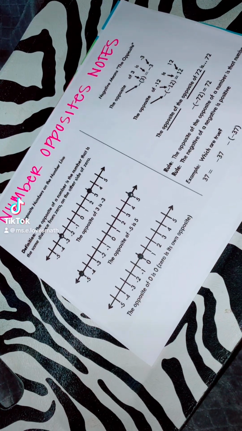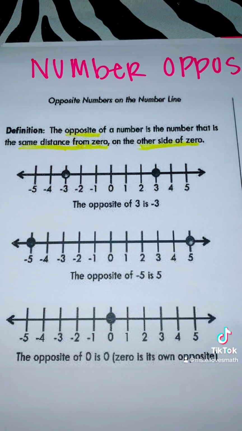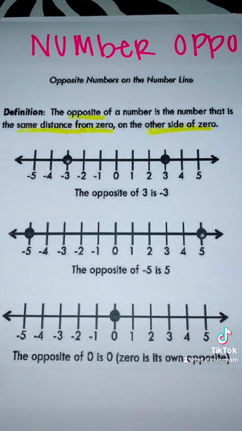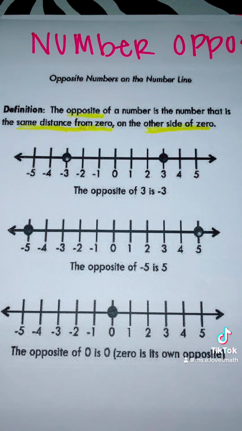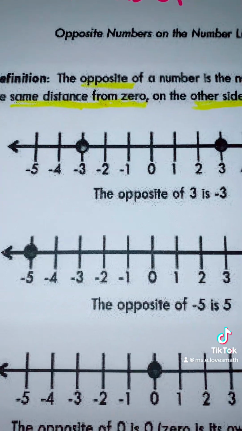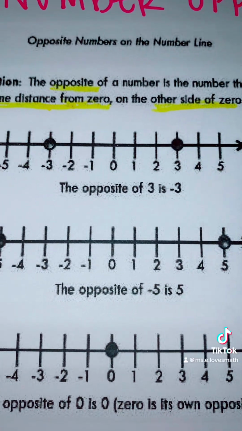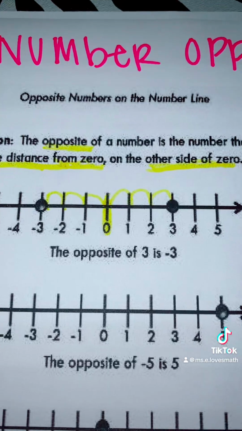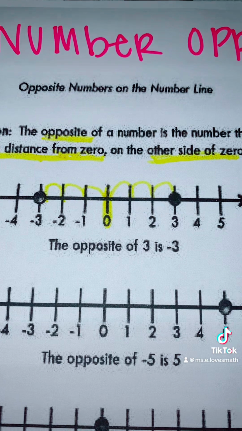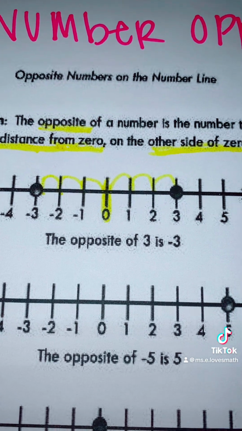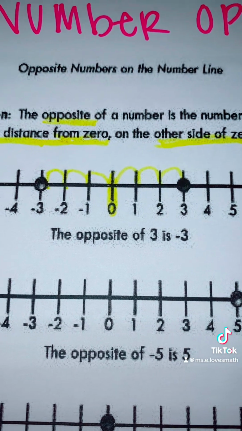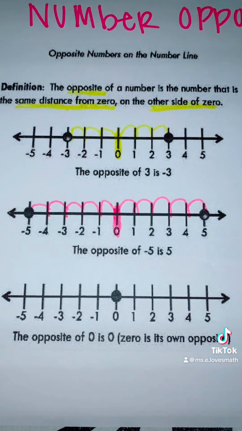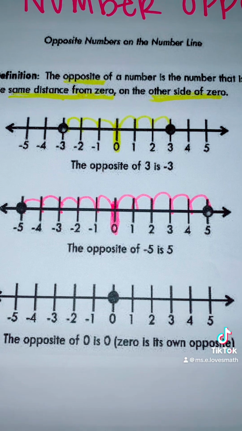Number opposites. The opposite of a number is the number that is the same distance from 0 but on the other side of 0. So for example, -3 and 3 are opposites because they are the same distance from 0 but in opposite directions. As you can see, they are both the distance of 3 but in opposite directions. So they are opposites.